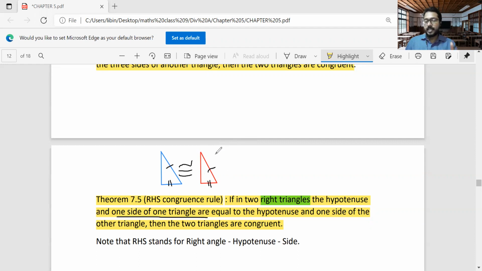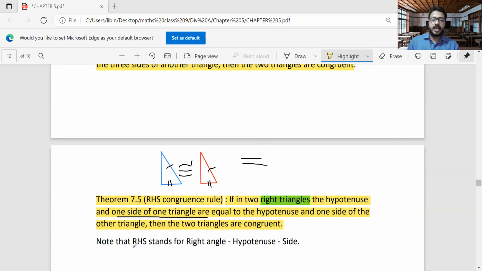One thing is common for both these cases. The hypotenuse of both these right triangles should be equal. That is the first point. Now, one more side we need. It could be anything. It could be altitude or it could be base. That is according to our wish, I mean according to what is given in the question. And if they are so, then we can say that these two right triangles are congruent.